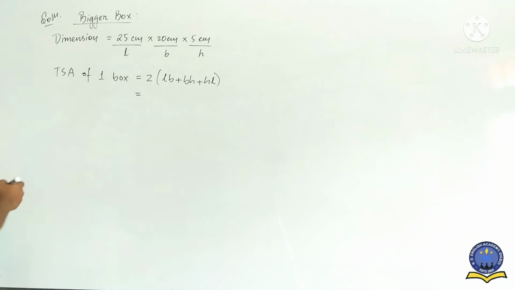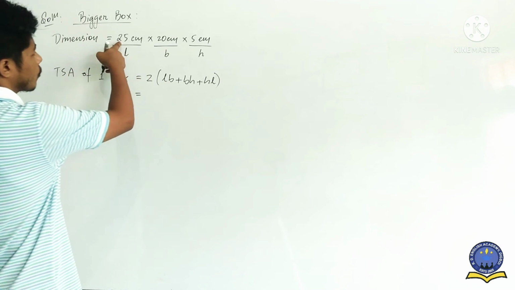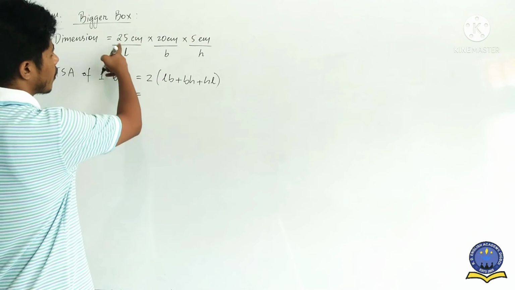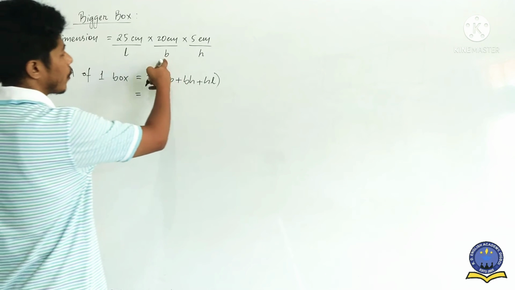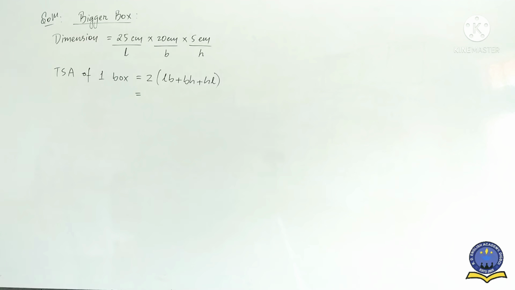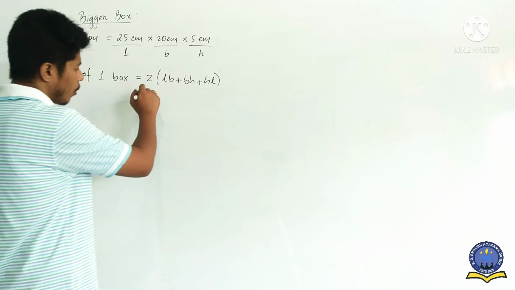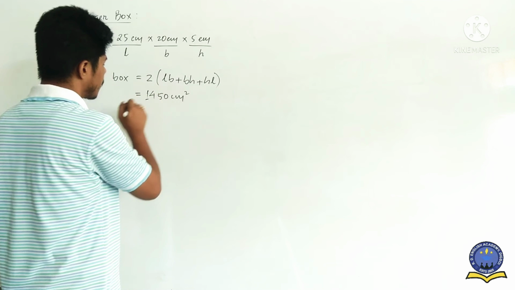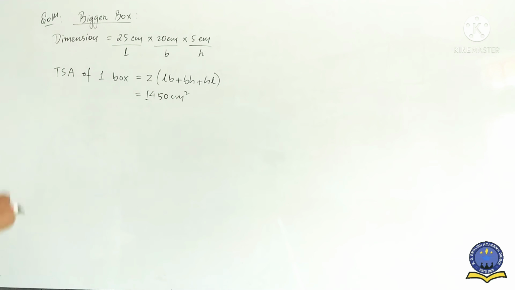So if we put these values, length is 25, breadth is 20. So 2 times of, we write 25 into 20, then breadth into height, 20 into 5, plus height into length, 5 into 25. All these values, length, breadth, height, we put here. And finally if we calculate this, we get the answer 1450 centimeter square. This is the total surface area of one box. Is it clear? This is the total surface area of one box.